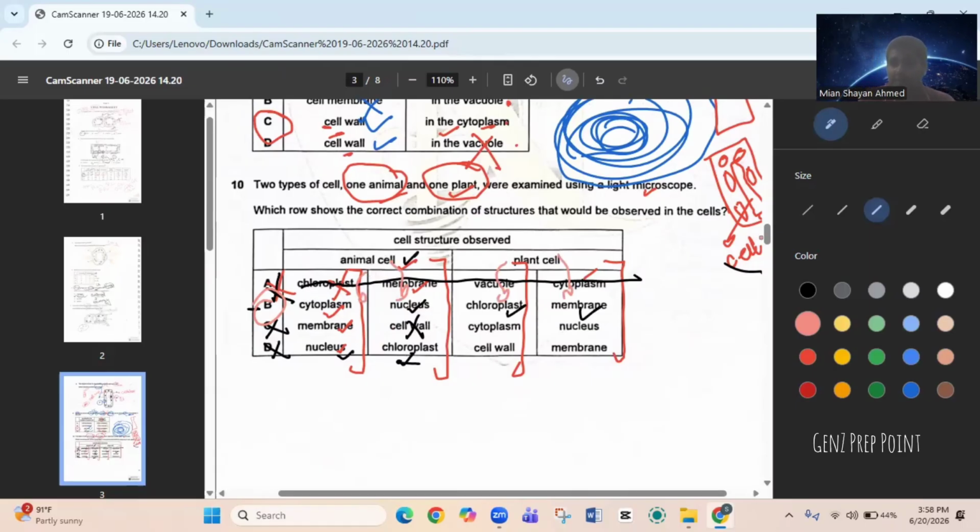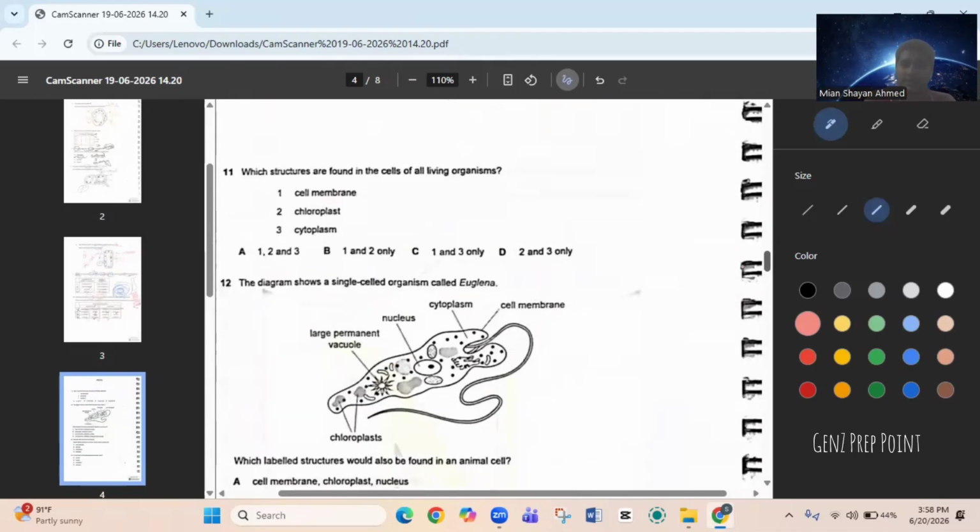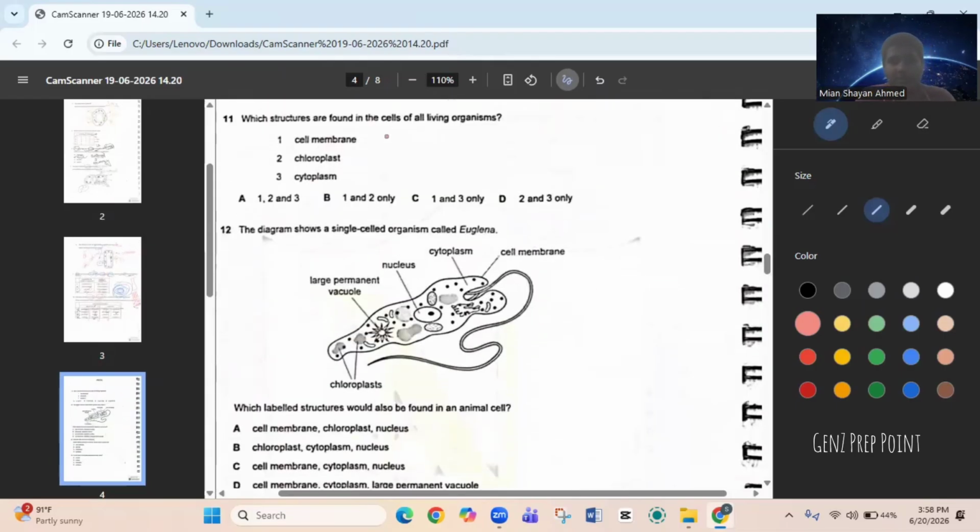If we move on, this is: which structures are found in cells of all living organisms? Which structure is present in all living organisms? Which structure is present in bacteria? Which structure is present in the animal cell? Which structure is present inside the plant cell? Chloroplast is present in bacteria and plant cell, not in animal cell. So two won't be the answer. These two won't be the answer.